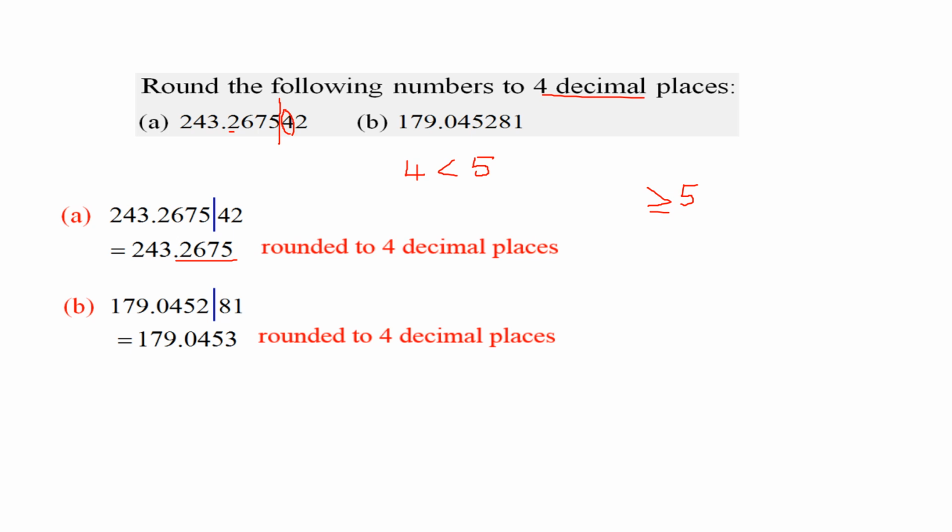So look at the second question. We have 6 decimals, but here it is 8. So 8 is bigger than 5. 8 is bigger than 5. So in this case, we need to add 1 to the 4th place of decimal. So the answer is 179.0453.